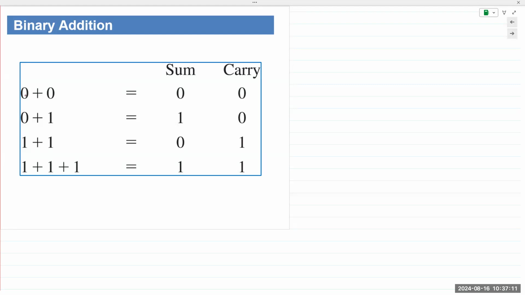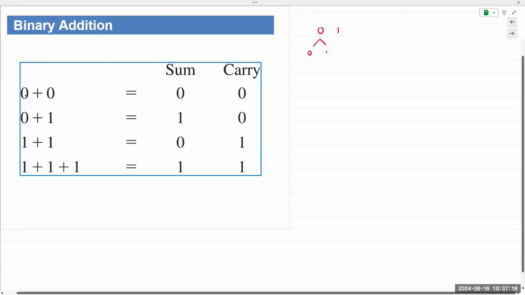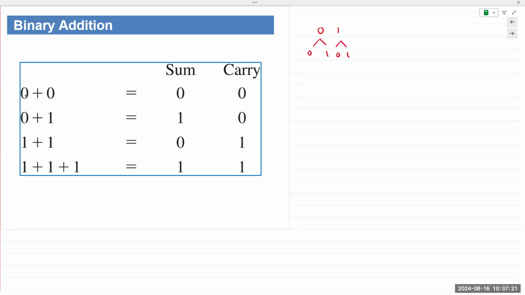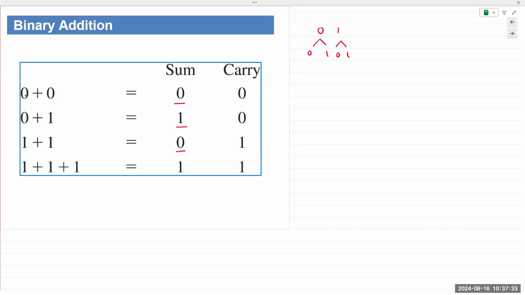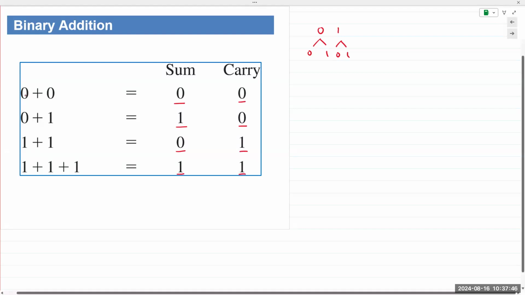So if you have two numbers, you only have 0 and 1, you add 0, 1 and 0, 1. 0 plus 0 gives you a sum of 0. 0 plus 1 gives you a sum of 1. 1 plus 1 gives you a sum of 0, and 1 plus 1 plus 1 gives you 1. In every instance, there is a carry. For the first one, it's 0. Second one, it's 0. And the third and the fourth are 1, 1.